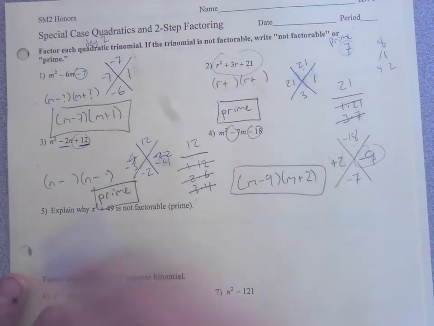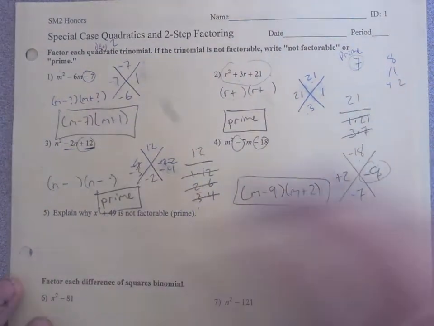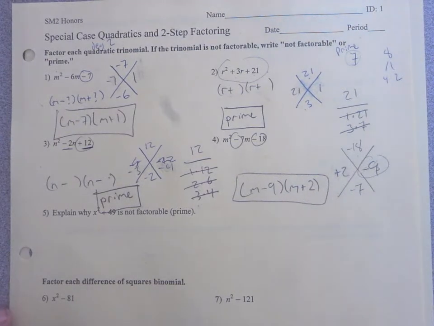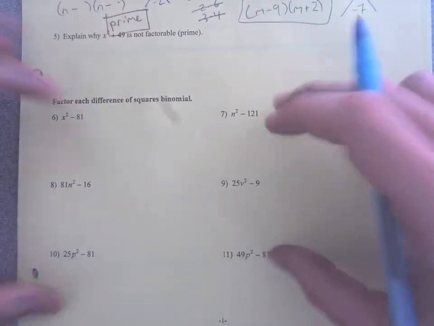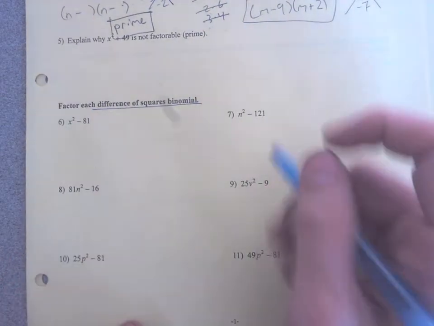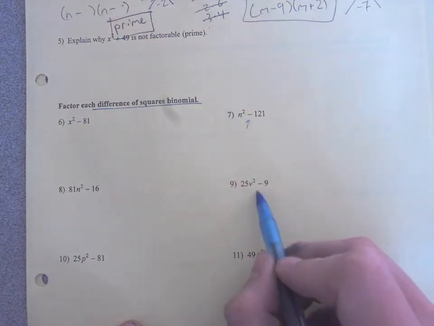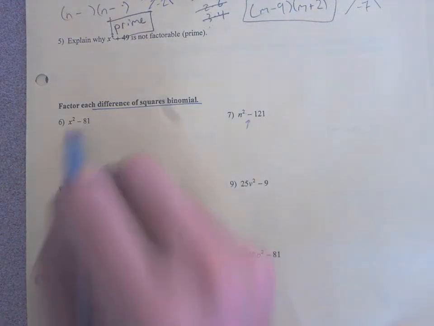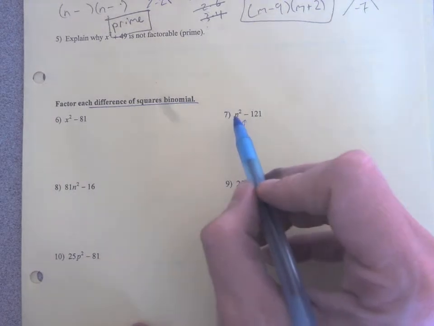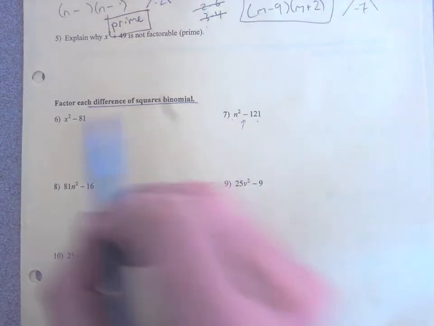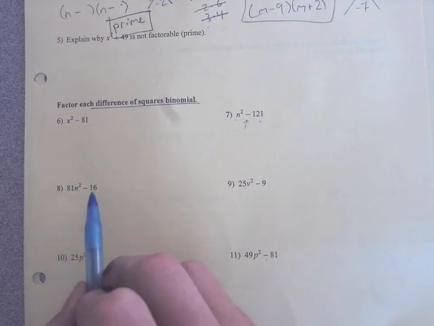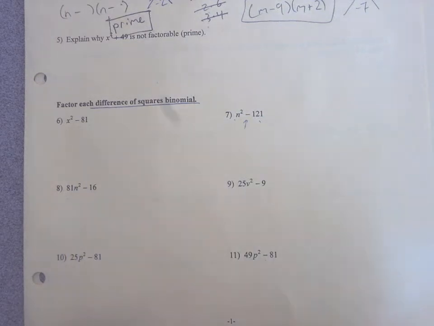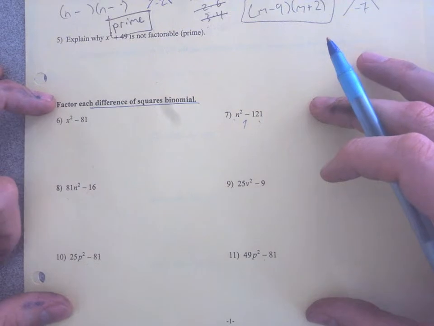Okay. Now this one is asking why I can't factor x squared plus 49. If you look down here, this is actually kind of trying to get us ready for all of these. These are all what we call difference of squares binomials. In other words, we have a difference, which means subtract, and then we have a square. So I got n squared, and this is 11 squared. I got x squared, and this is 9 squared. I got 9 squared and n squared, and I got 4 squared. So we'll come back and do those in a minute.